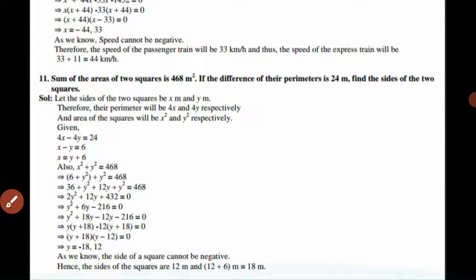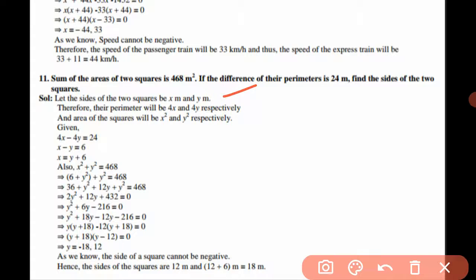Now after this, see question number 11. In question 11, the sum of the areas of two squares is 468 meter square. If the difference of their perimeters is 24 meter, find the sides of the two squares. Now in this we can take the sides of the two squares to be x meter and y meter. Therefore their perimeters will be 4x and 4y, and the areas of the squares will be x square and y square. So we can make the equation 4x minus 4y equals 24, that is, the perimeter difference, or one equation will be x minus y equals 6. So here we can find the value of x, that is y plus 6.